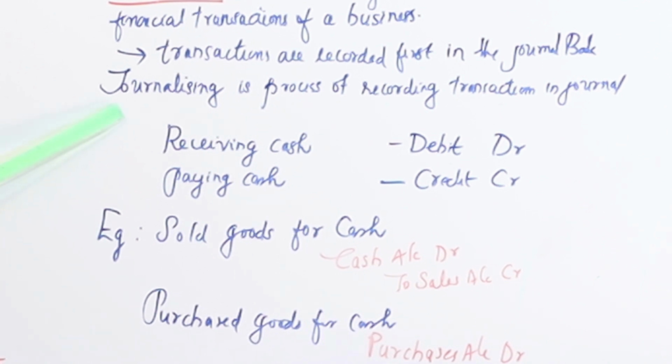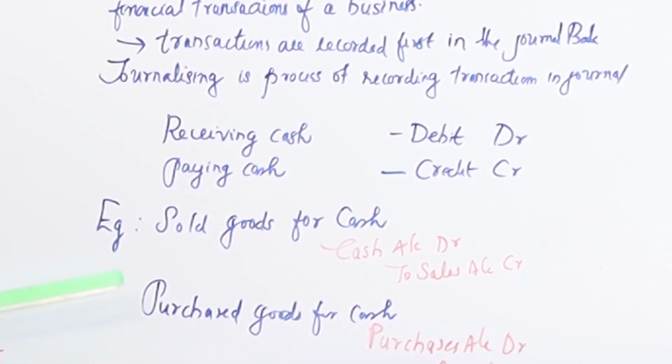So this is the rule for cash transaction. When cash is coming inside the business, when cash is received, we have to debit it. When cash is paid, that means cash is going out of the business, you have to credit it. When cash is going out, you have to credit it. So this is the rule for cash transactions. Okay, I will tell you two examples.